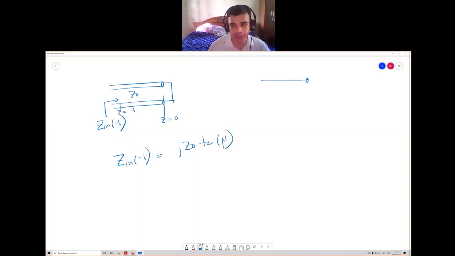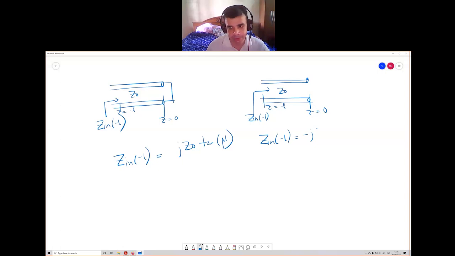And it can be shown similarly that if this is an open circuited line Z0, then Zin at z equal to minus l, with the end at z equal to 0, is minus jZ0 cot beta l. Now, clearly, both of them are purely reactive. Both of them are purely reactive. There is no resistive component here. Do you agree?